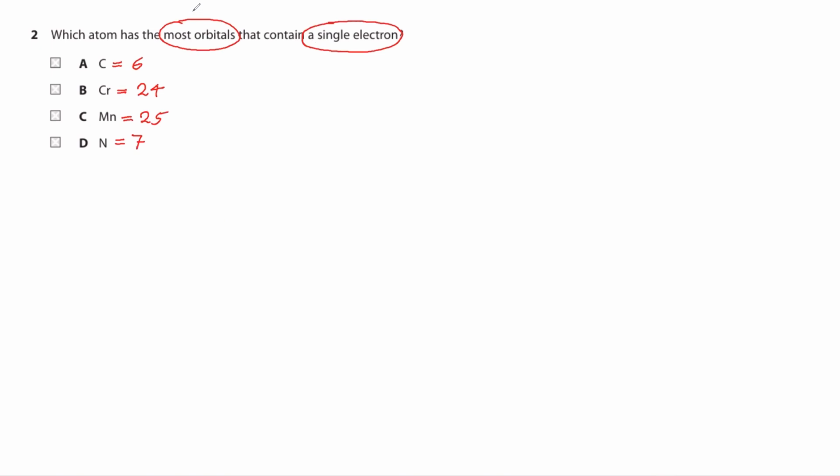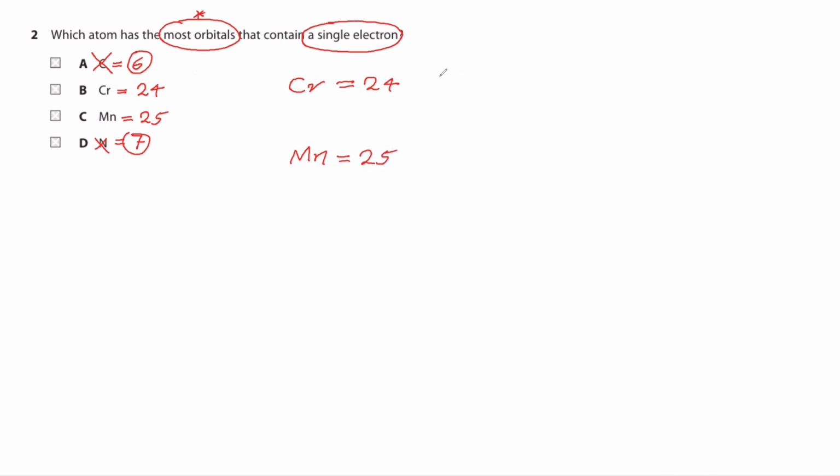But they are saying which has the most orbitals. So we can clearly see that when you have more electrons, you need more orbitals. Therefore, obviously, carbon cannot be my answer because it has a very small number of electrons. Nitrogen also cannot be my answer because it has only a few electrons. So then we are left with chromium and manganese. And if we check the electron configuration, chromium has 24 electrons, manganese has 25 electrons.